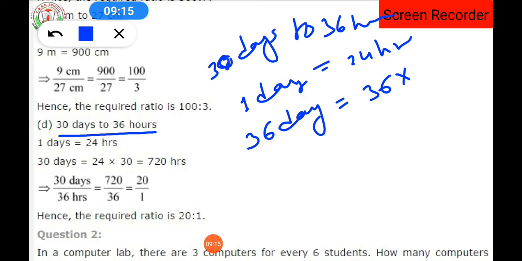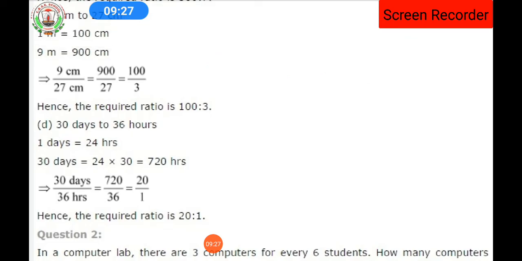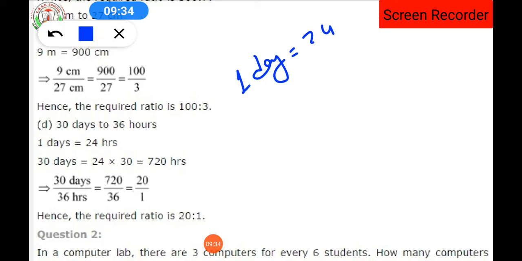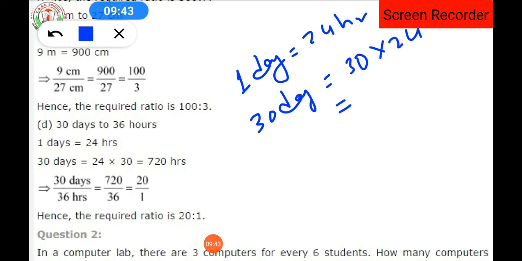So as we want to convert the days into hours, we know that 1 day is equal to 24 hours. So 30 days is equal to... if we are going to convert this day into hours, what are we going to do? We are going to multiply it by 24 hours, as 1 day is equal to 24 hours. So 30 days is equal to 30 into 24 hours. Now 30 into 24 will be equal to 720 hours, isn't it?